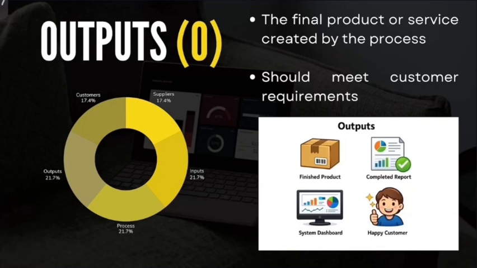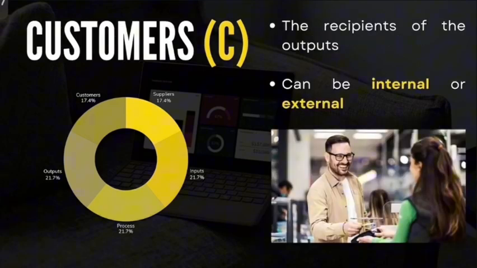Now let's proceed to the last, which is the customers. Customers are the people or groups who receive the outputs. They could be external buyers, clients, or internal departments. Customers are important because a process is only successful if it meets their needs. Examples of customers are buyers, students, clients, other departments, or end users.